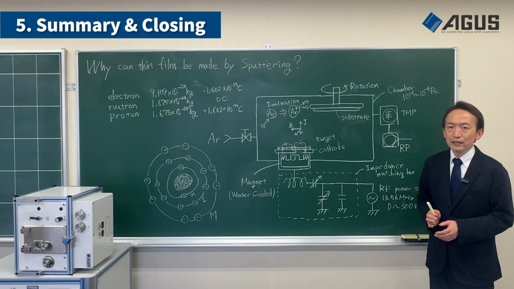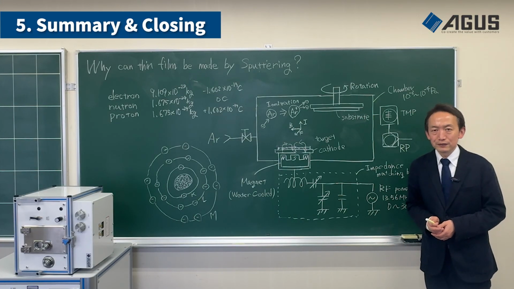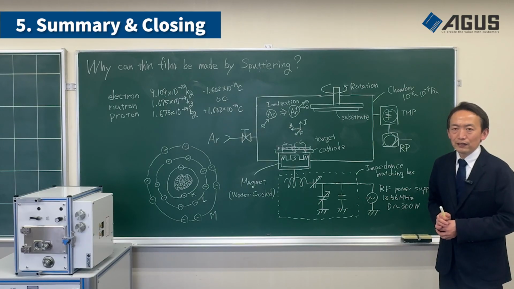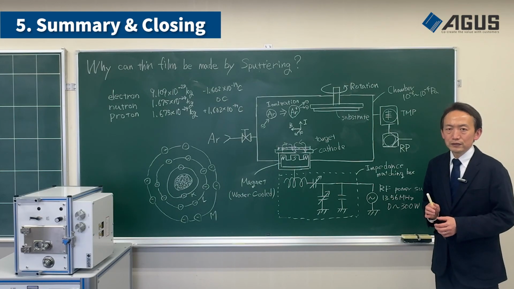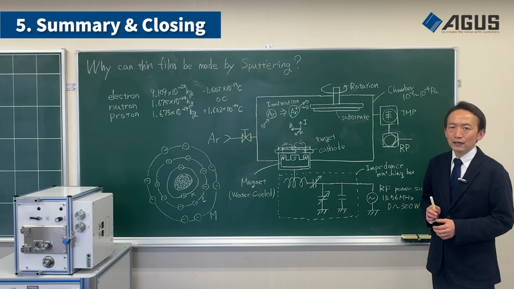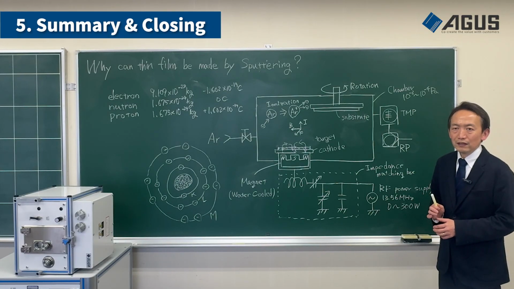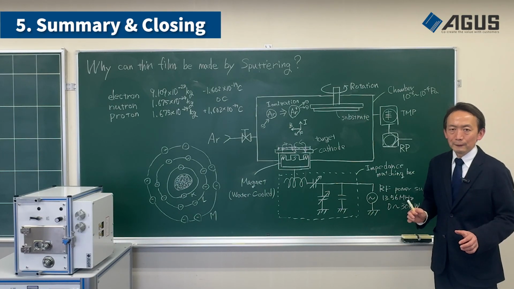In summary, let's review the three main steps. First, the chamber is evacuated to a high vacuum and argon gas is introduced. Then, by using electromagnetic force, a discharge is continuously generated. This is the plasma state.